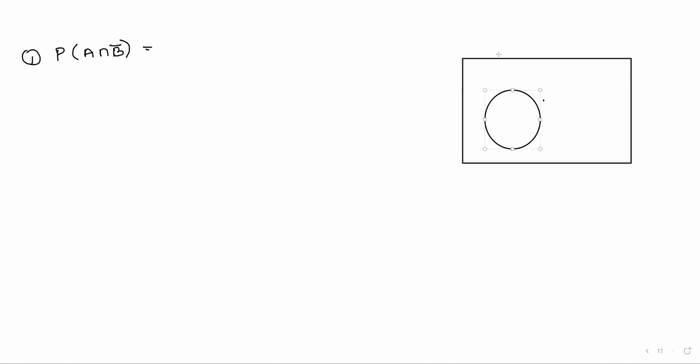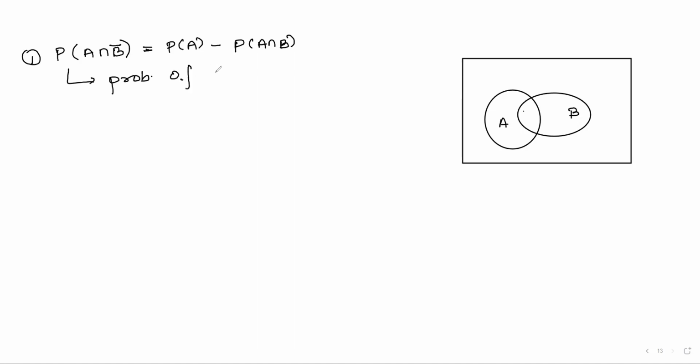So from the Venn diagram, if you check this, we have, for example, any set, or we can say any event. This is A, this is B, and this is A intersection B. Now we need the probability of A only. This part is common to both. So we take P of A, subtract the common part. Common part means A intersection B. Then we will get the probability of A only. So this means probability of A only.